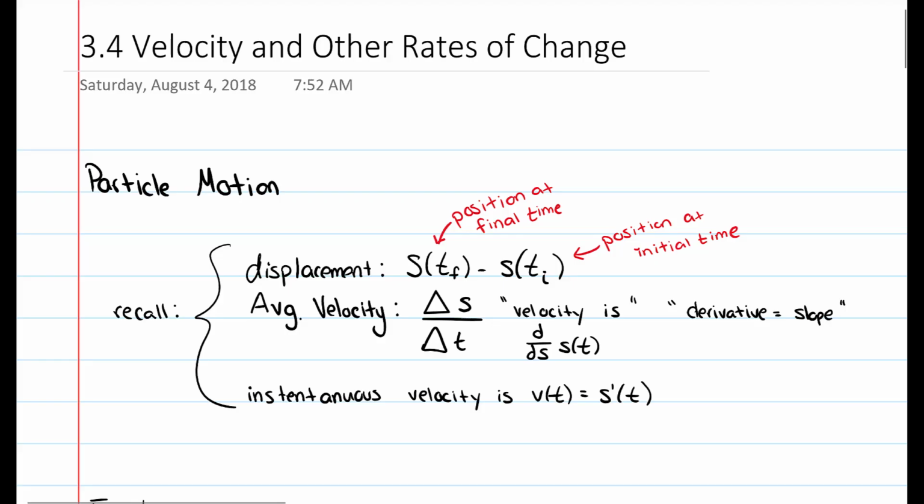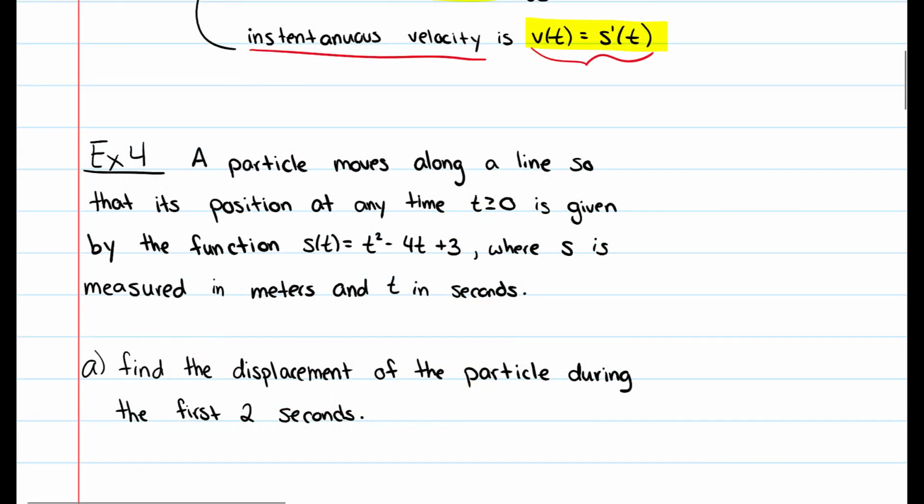Also recall that average velocity is the change in distance divided by time. So velocity is the distance divided by time, and we can say that instantaneous velocity is the derivative of position. So the big difference here is that average velocity is the change in distance over the change in time, and instantaneous velocity is the derivative.